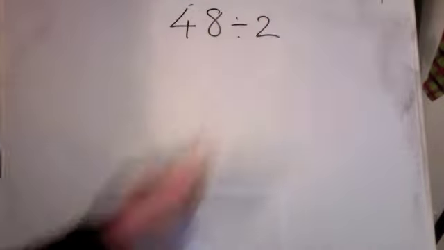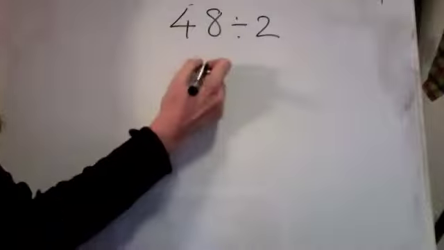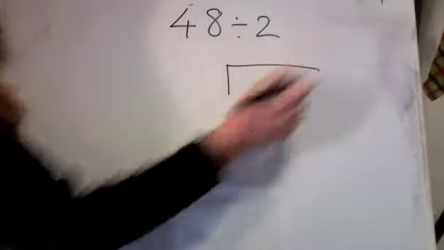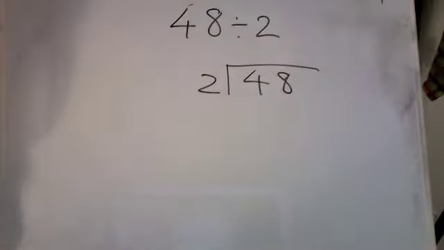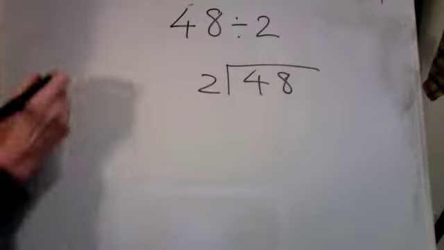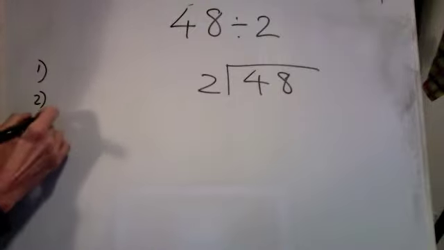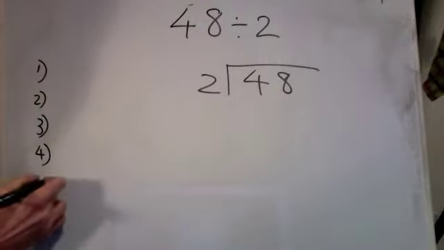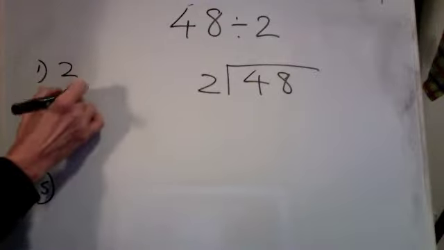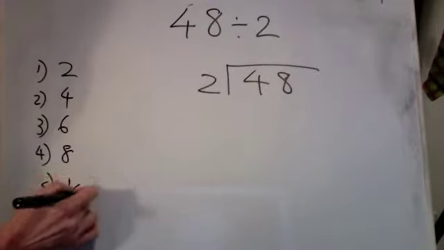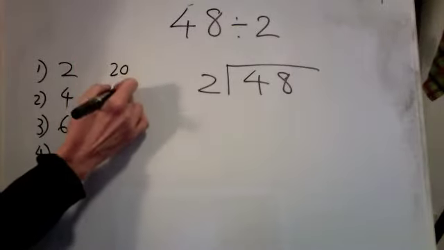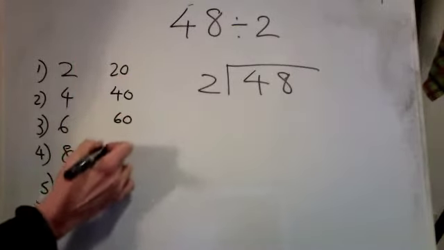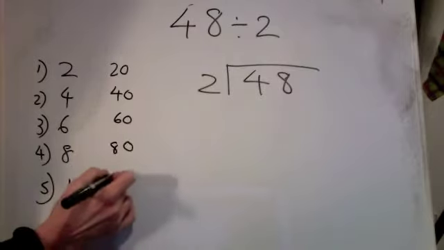48 divided by 2. First of all, I'm going to write it out as a bus stop sum. 48 in the bus stop, 2 driving the bus. Now I want my first 5 multiples of 2. 1, 2, 3, 4, 5. 2, 4, 6, 8, 10. And we'll have 10 times those numbers as well, which will enable us to do the sum much more quickly.